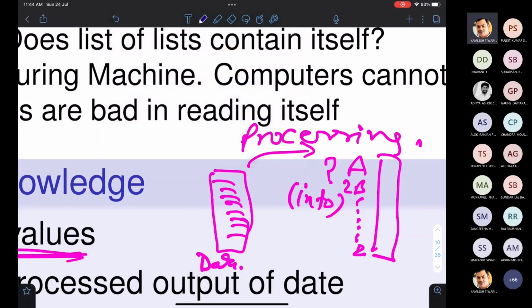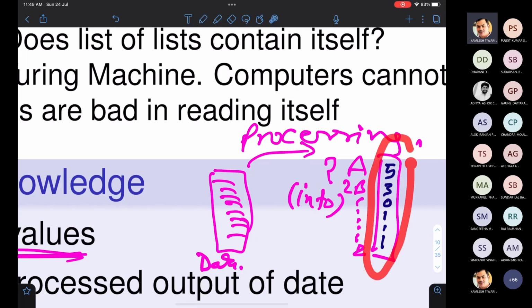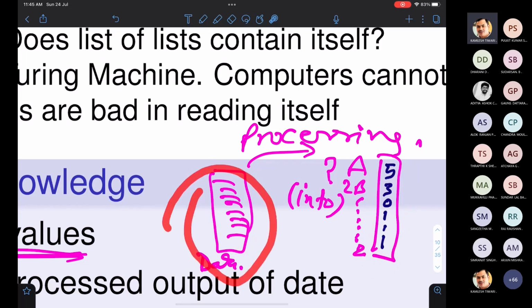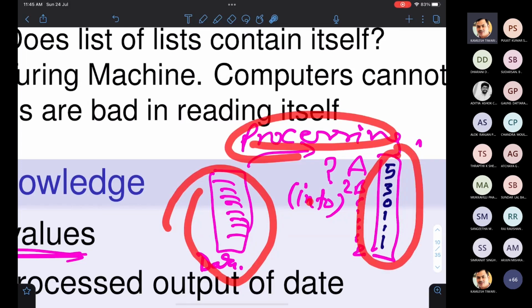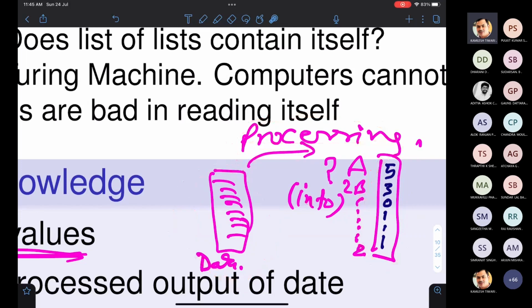When I ask how many A's, you say 5. How many B's? 3. How many C's? 0, 1, and so on. So this thing is information. Do all of you agree that this is the information? Yes or no? This is the data. On this data, when you applied processing, you got these numbers. These numbers are information.